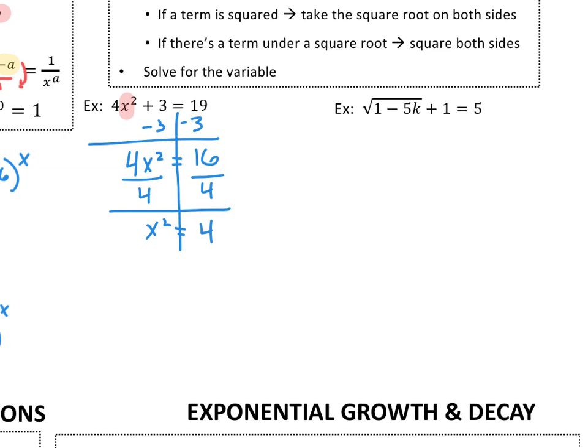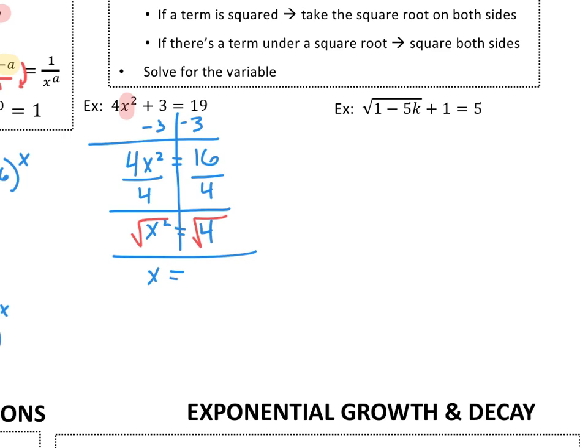X is being squared, so to undo that, we're going to use the inverse operation, which would be taking the square root. So we're going to take the square root of both sides. When we do that, the square root of x squared is just x.